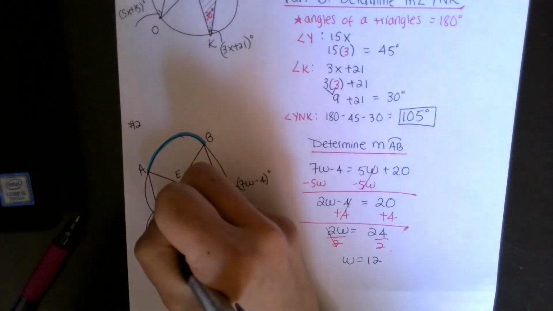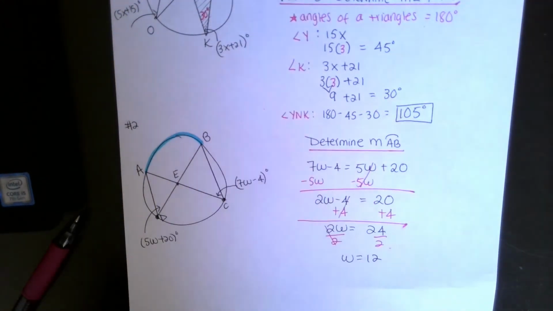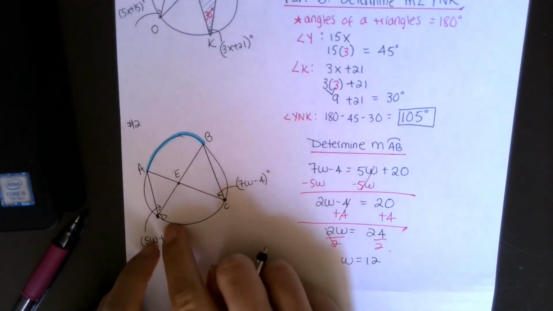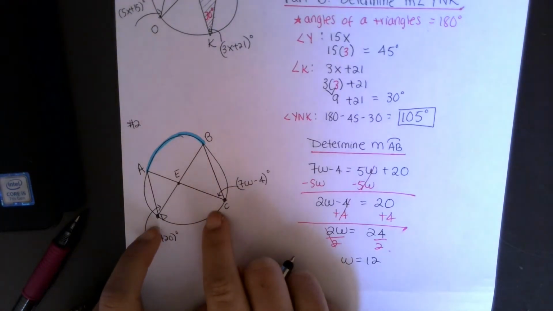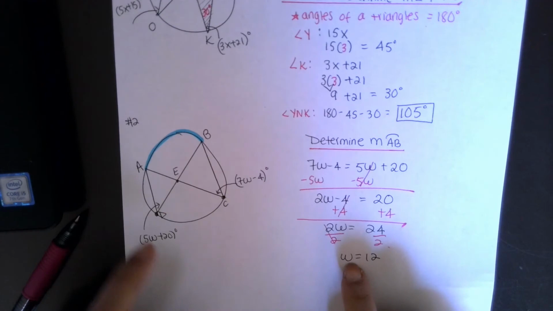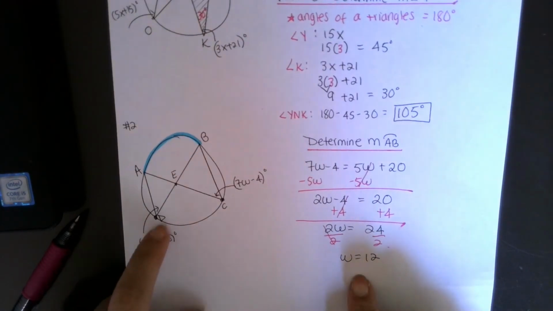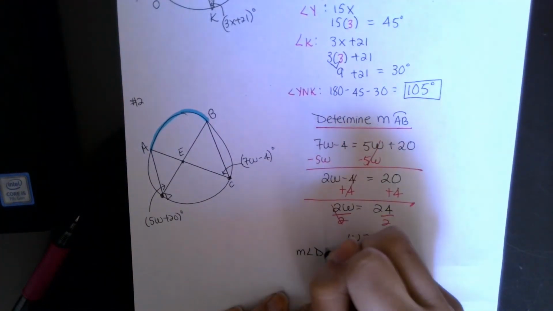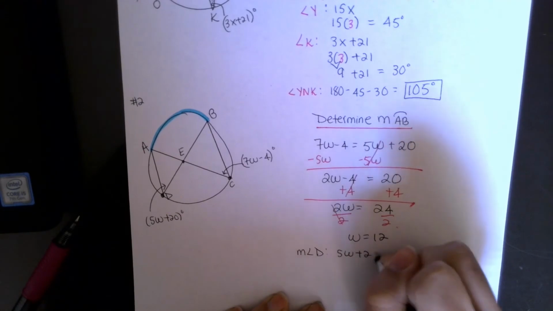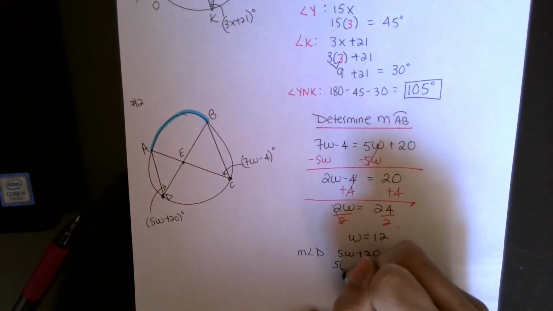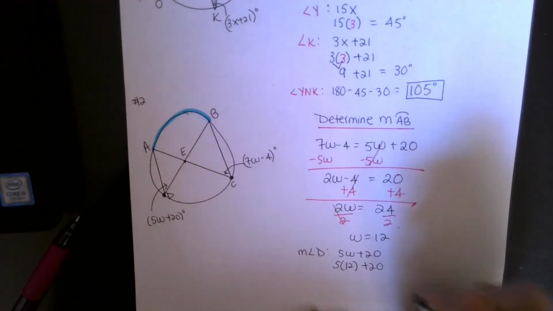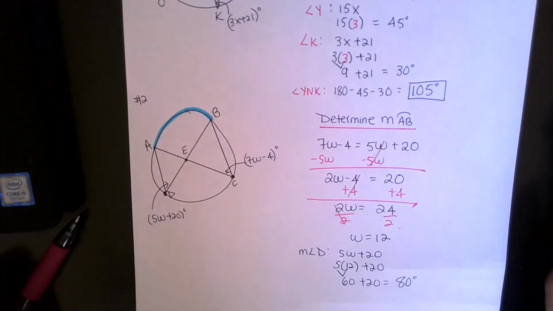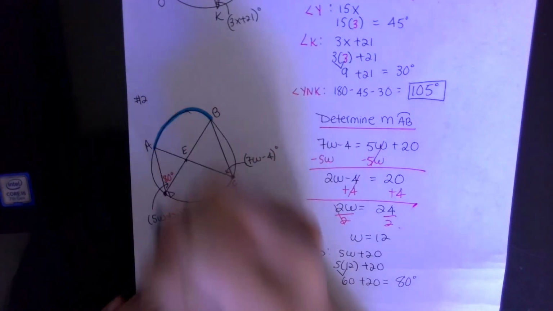Now, this is an inscribed angle, remember, because the vertex is on the circumference. These two angles, like we said, are going to be congruent. So if I want to know what angle D is, angle C is going to be the exact same value. It doesn't matter which value you plug in for angle D or C. So I'm going to put it for angle D. Angle D is 5w plus 20. So I'm going to plug in my w. I have 60 plus 20. That gives me 80 degrees. So I know this angle is 80.